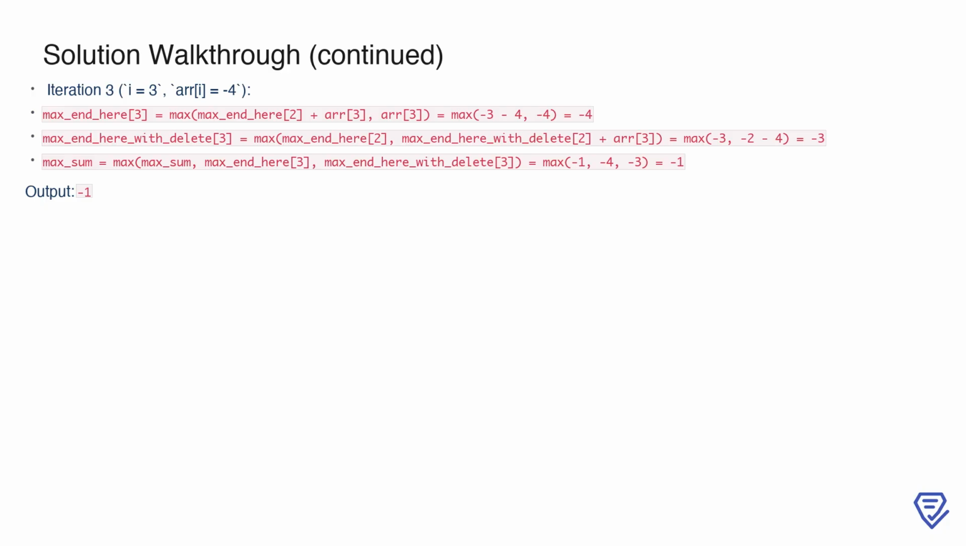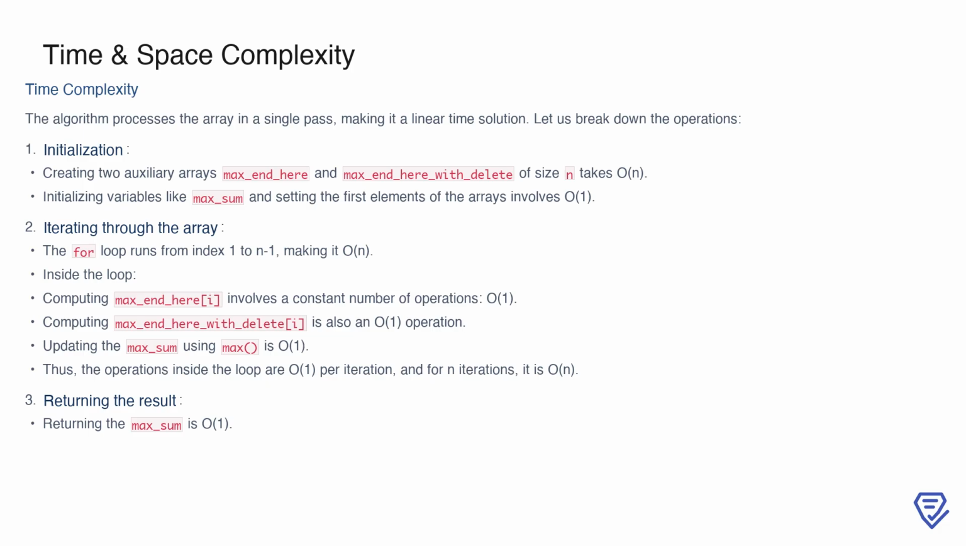This output of -1 makes sense because, in the case of all negative numbers, the largest sum is simply the least negative single element. This concludes the walkthrough of the third example, showing how the algorithm handles arrays with exclusively negative elements. The time complexity of the algorithm is linear because it processes the input array in a single pass.